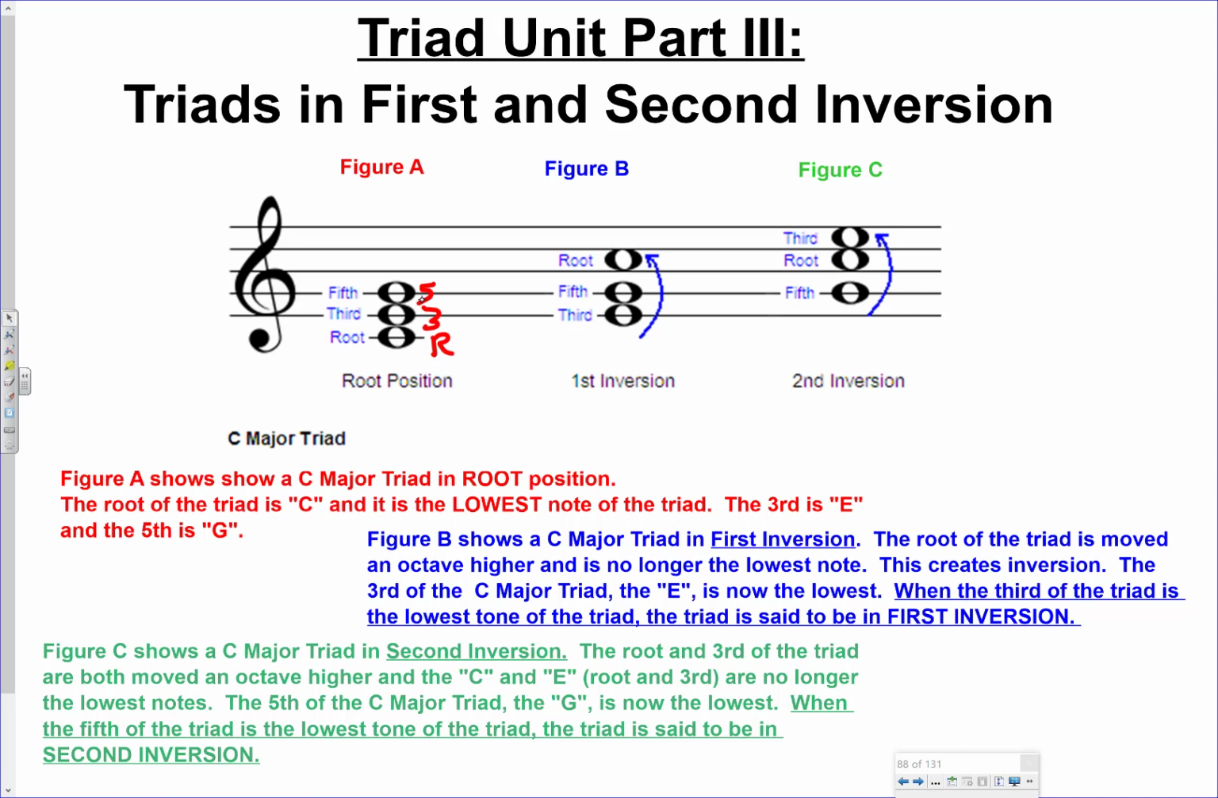Let's take a look at figure B. Figure B shows a C major triad in first inversion. The root of the triad is moved 1 octave higher and is no longer the lowest note. This creates what we call inversion. Now, the third of the C major triad, which I will label as a 3, is the lowest tone.